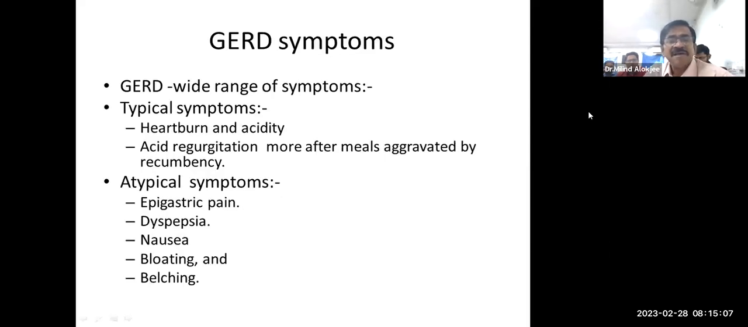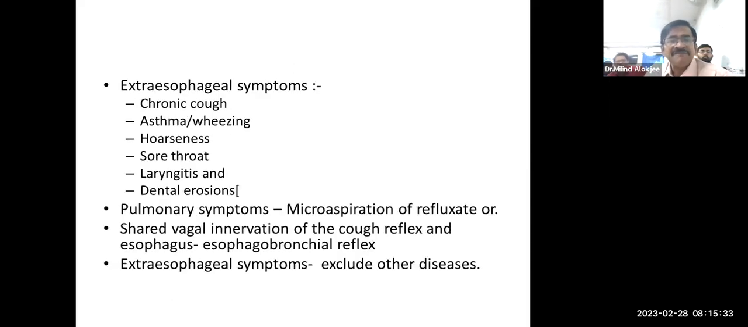So what are the classic and atypical symptoms in GERD? There may be a wide range of symptoms. The typical symptoms which have high sensitivity and specificity are heartburn and acidity. Patient complains of acid retention in the mouth, more after meals and aggravated by lying down. Atypical symptoms may be epigastric pain, dyspepsia, nausea, bloating, and belching.